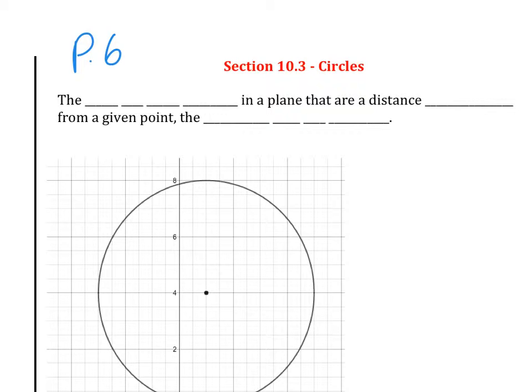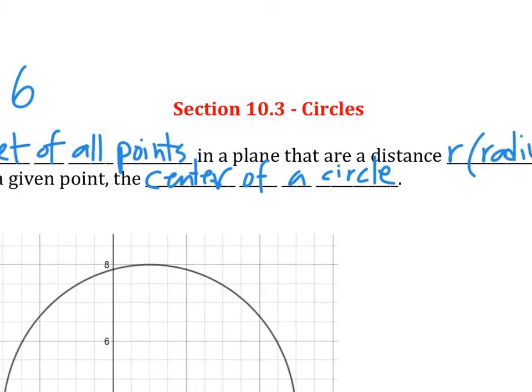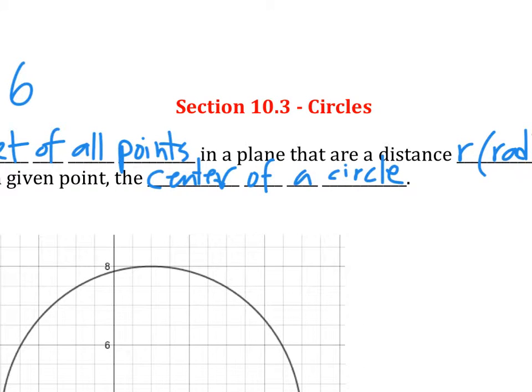Okay, a circle is defined by the set of all points in a plane that are a distance r, and r means radius, from a given point, and that point is the center of a circle. A circle is defined by the set of all points in a plane that are a distance r from a given point, and that point is the center of the circle.